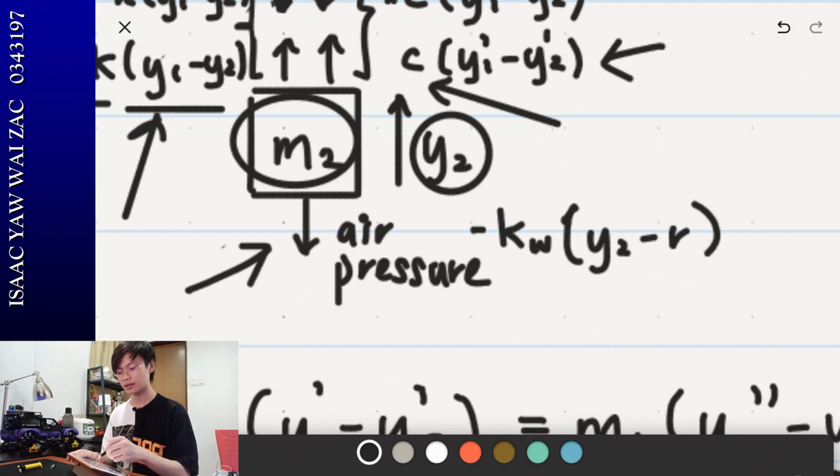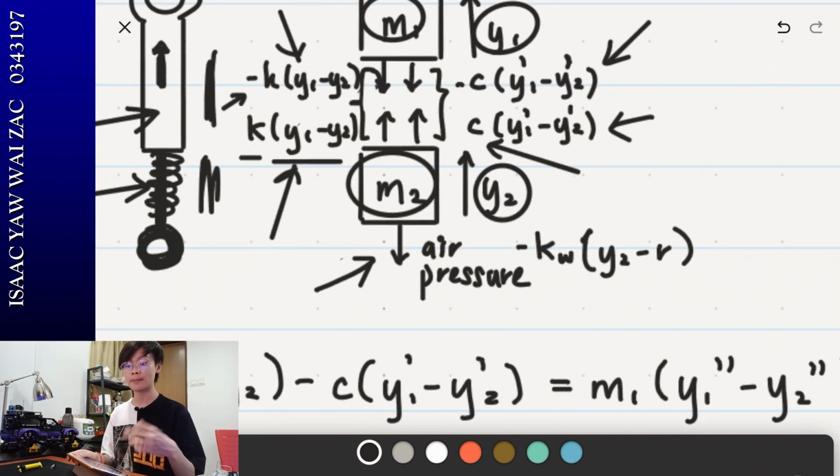For this part, this is where the mass of the driving system and the mass of the car is acting on the wheels.